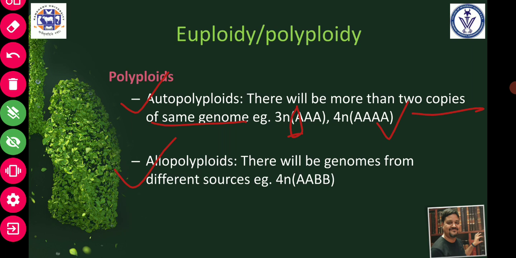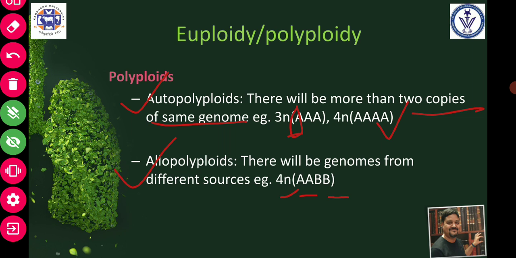Similarly, allopolyploids. Allo means different. The source of chromosomes in that particular condition is different, or it is coming from two different species. Here you can see the example 4N, but there will be 2N of A chromosome and 2 sets of B chromosome. So this is called allopolyploid.